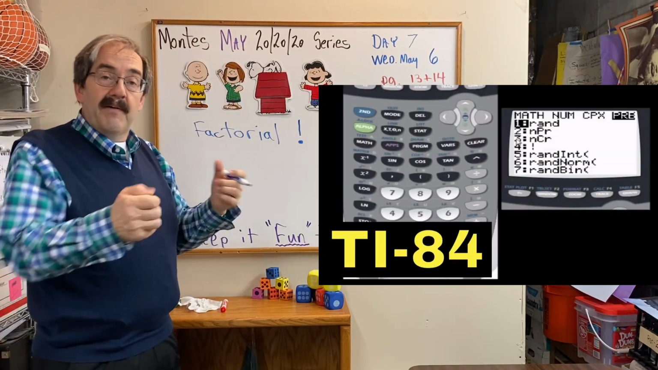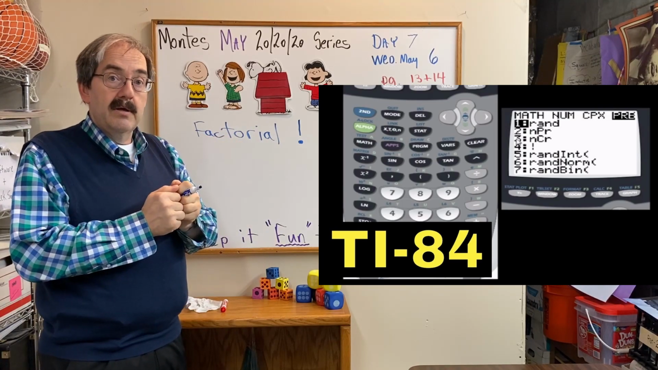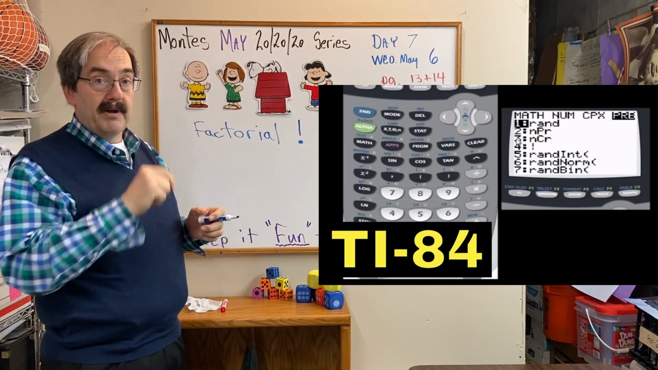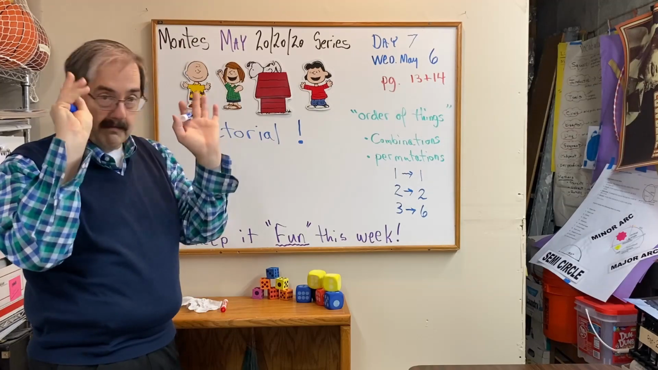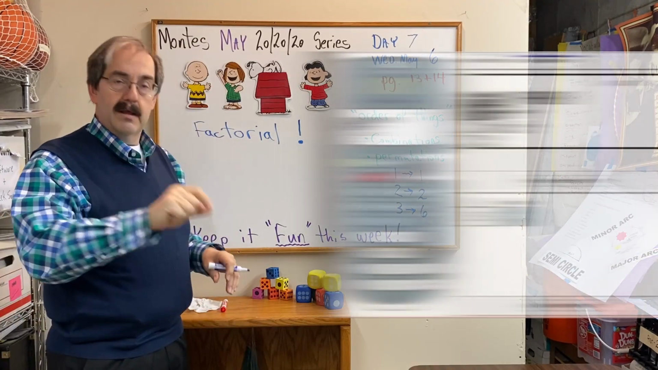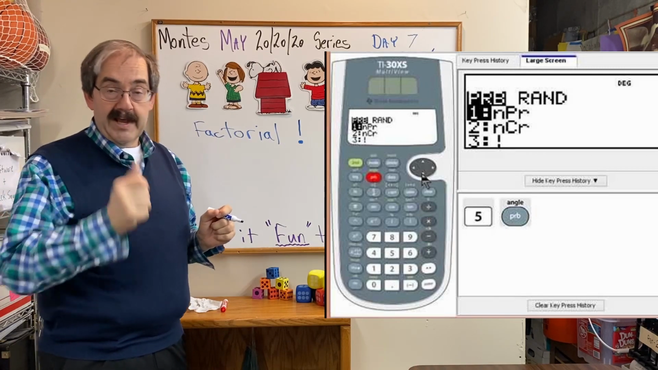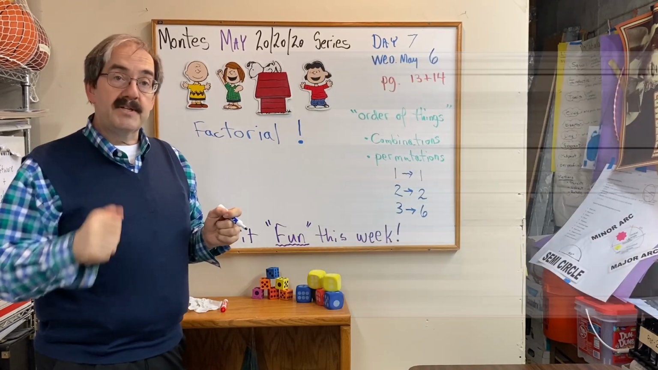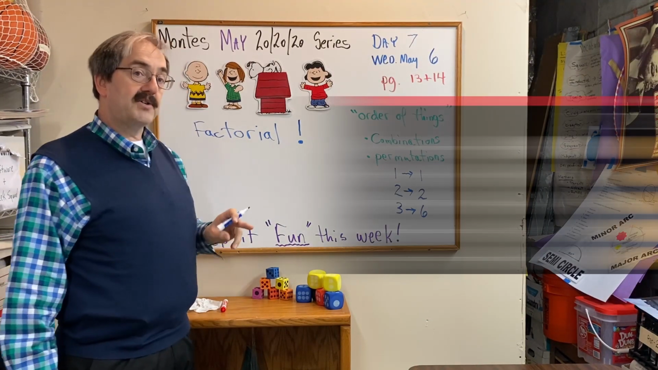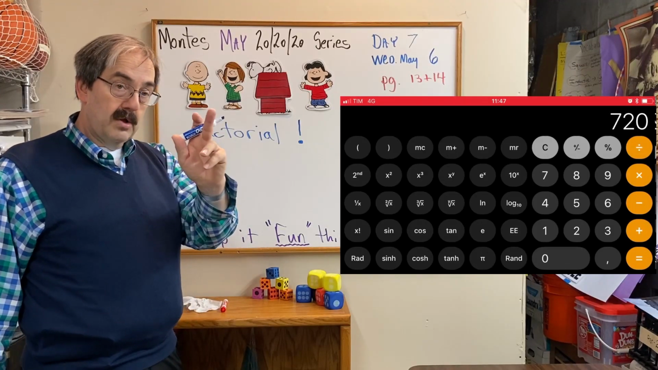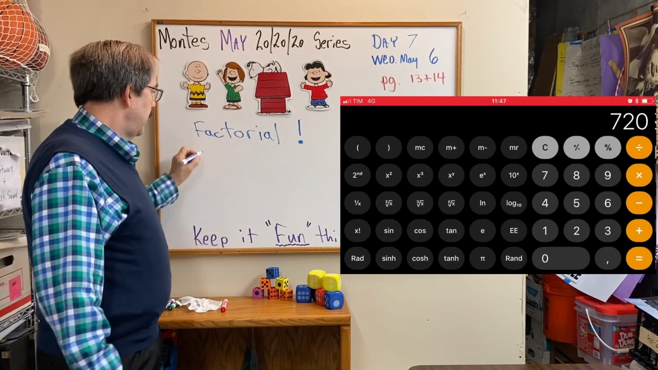If you have the fancy TI calculator, it's under the probability. You got to hit math. You got to toggle over to probability. You got to find that. Let's say you got the dollar calculator like I have in class. Some of the dollar calculators don't have a factorial button. So just keep this in the back of your mind.